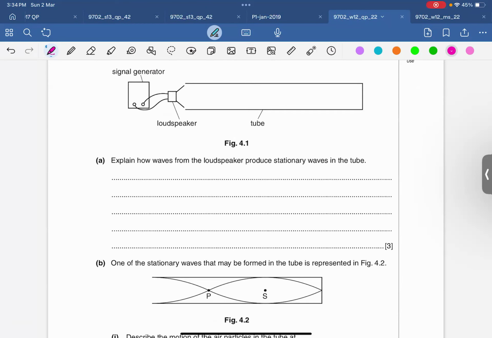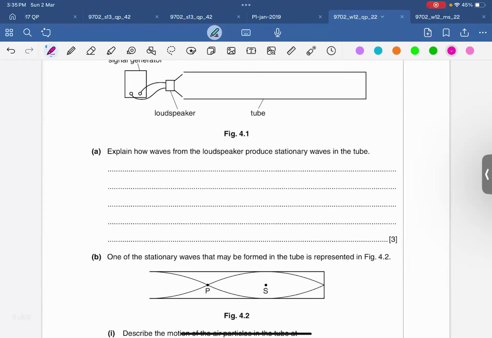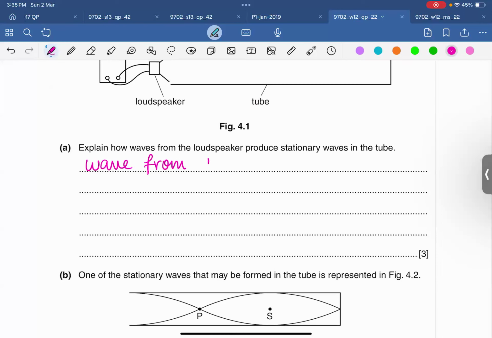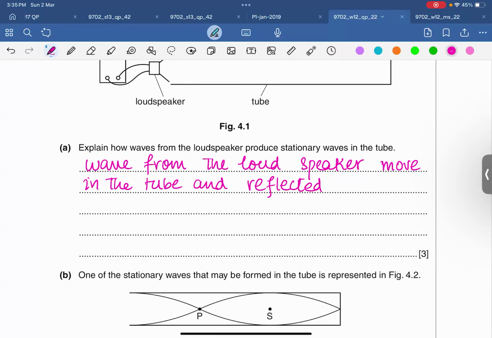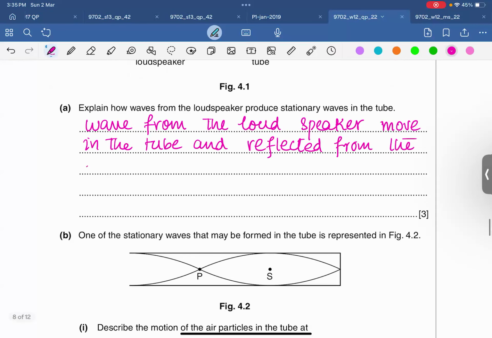You can say that waves from the loudspeaker move in the tube and are reflected from the closed end and overlap with the incident wave.